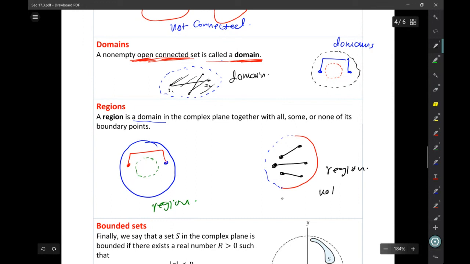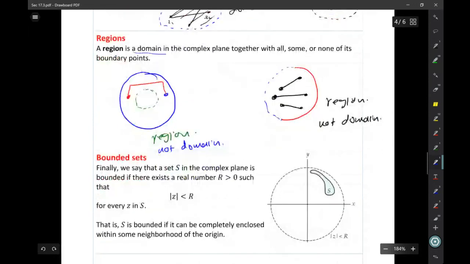But this one is not a domain because it contains some of the boundaries. Also, this one is not a domain because it contains some of its boundaries.